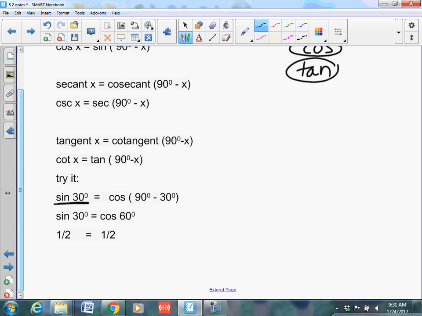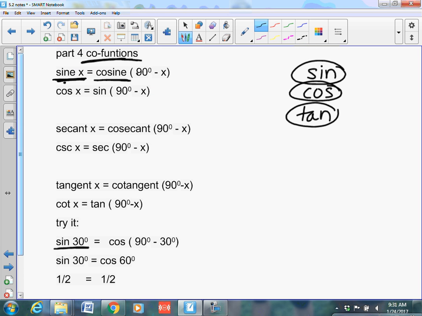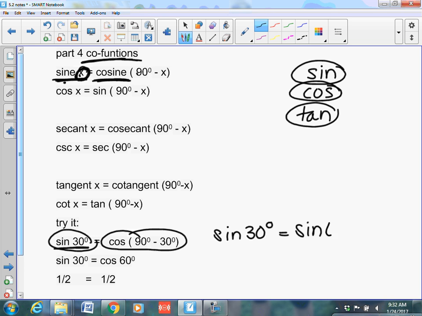The sine of 30, which is up here, the sine of 30 equals the cosine of what? Look at this, you guys. This is on the ACTs. If this is 30 degrees, to find the cosine, it's 90 minus 30. What's 90 minus 30? 60. The sine of 30 needs to equal the cosine of what? What's 90 take away 30? The cosine of 60.